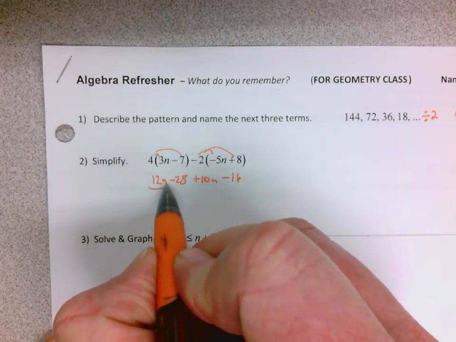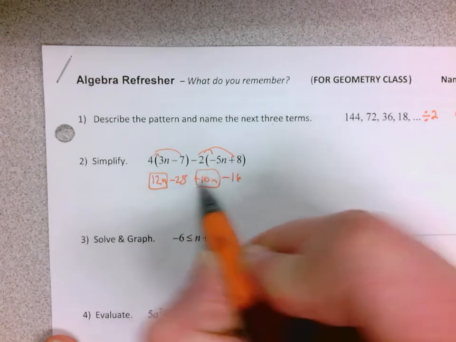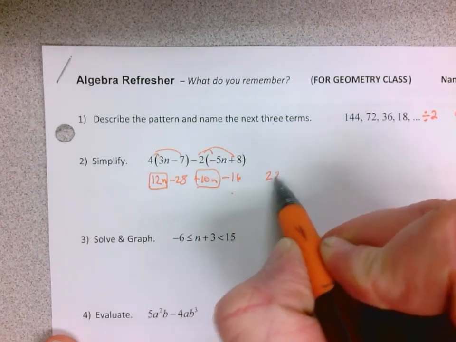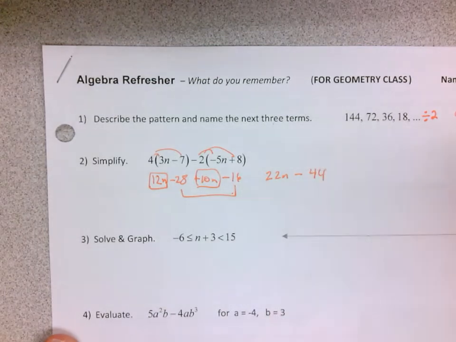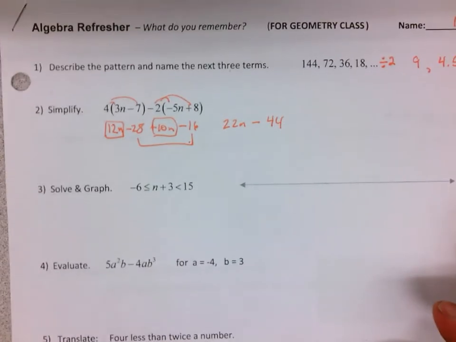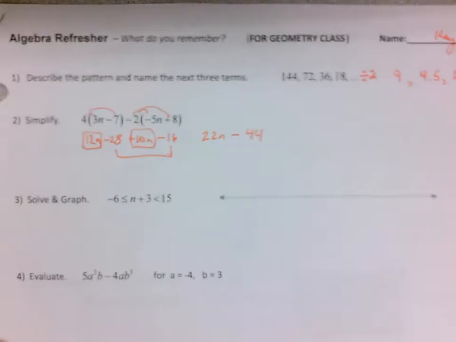We've been doing a lot of one variable equations. This should be okay. 22n, and then combine your like terms, minus 44. Don't mess that up with adding when you have a calculator available. Okay, one you may have forgotten is an inequality here.